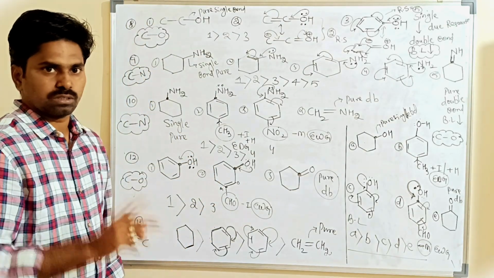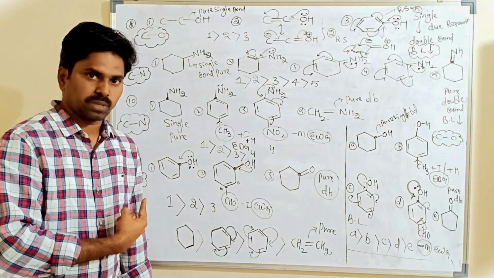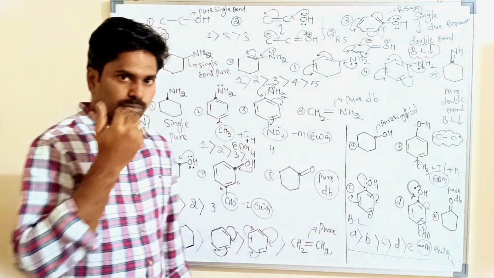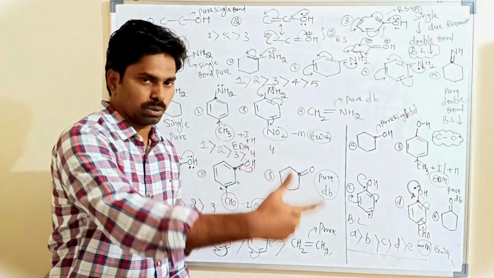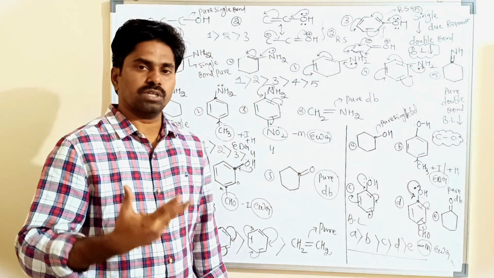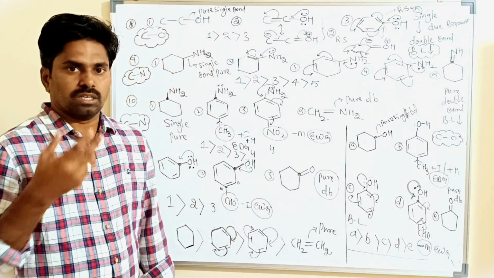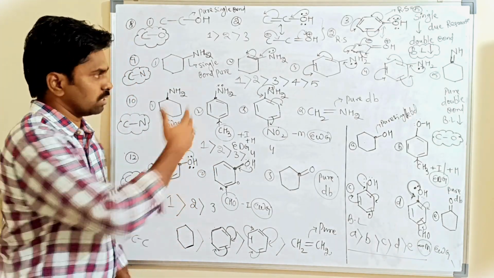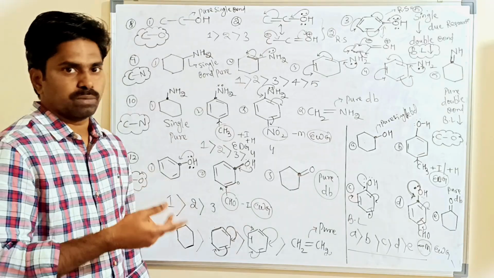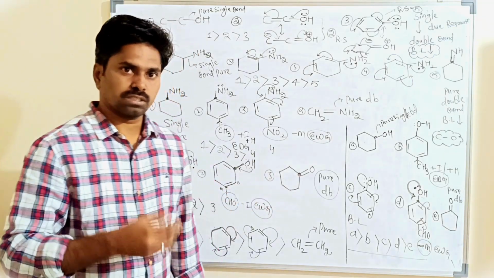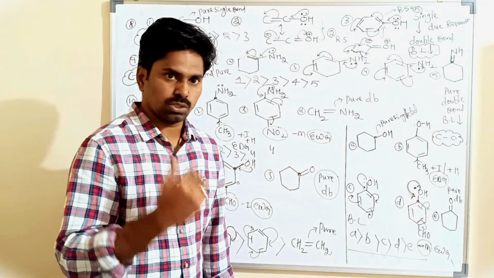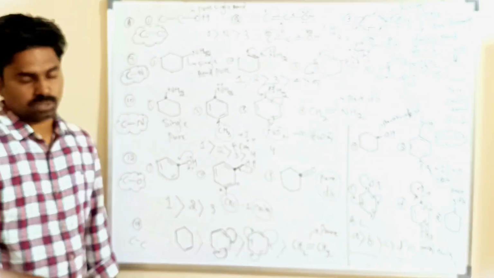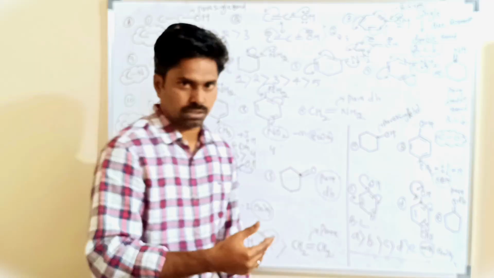So understood this one? First, a pure single bond has the longest bond length, and a pure double bond is very short. Between the pure single and pure double bond, the resonating structures come in. Okay, in resonating structures, if more partial double bond is forming, that will have a very short bond length. So this is the concept of bond length. I will give some more examples in the next session. Okay, keep it in mind.